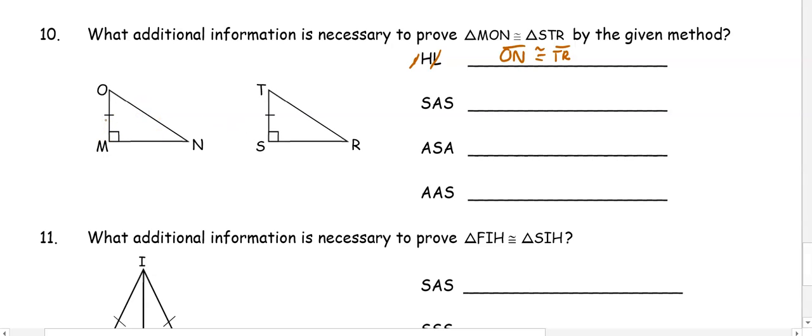In our next method, side, angle, side, we have a side, we have an angle, we need the other side that is touching those angles. So that is going to be MN and ST. Sorry, SR. So MN and SR. Then we have angle, side, angle. So we have an angle, we have the side that is touching, we need the other angle that's also touching that side, which is at the top of both triangles. So angle O is congruent to angle T.